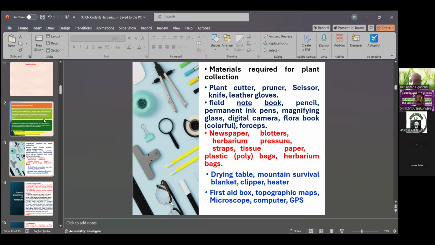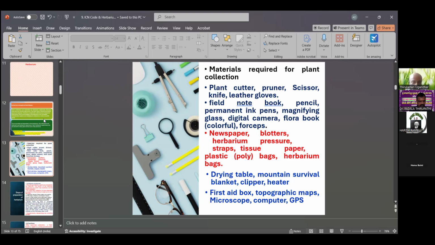These are the materials required for plant collection: plant cutter, pruner, scissors, knife, leather gloves, field notebook, pencil, permanent ink pens, magnifying glass, digital camera, flora book, forceps. Then newspapers, blotting paper, herbarium press, sharp straps, tissue paper, plastic bags, and herbarium bags are also materials required for collection of herbarium specimens, including living specimens.